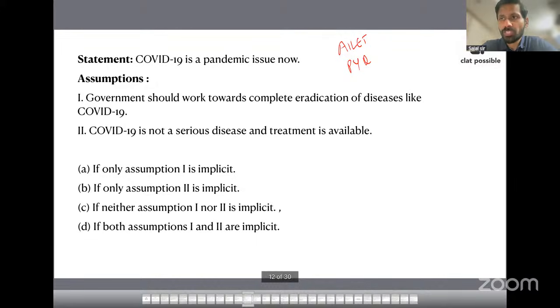COVID-19 is a pandemic issue now. Government should work towards complete eradication of diseases like COVID-19, right? What the government should do or should not do is not required, right? It is a simple statement that COVID-19 is a pandemic issue now. What the government should or should not do, not much is being said. So one is not an assumption. Remember, always remember assumption ke liye we are looking for statements that are required.